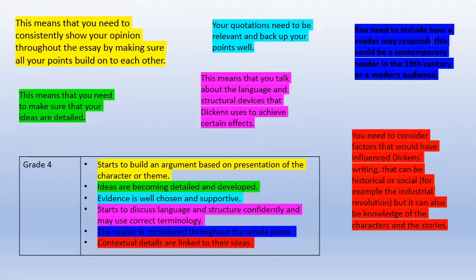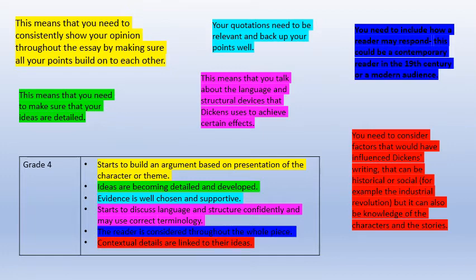Right, I've colour keyed that. Grade 4, the highest grade, let's look at that. In yellow, starts to build an argument based on presentation of the character or theme. This means that you need to consistently show your opinion. So make up your mind what your opinion is and stick to it, and consistently show it throughout the essay by making sure all your points build onto each other.